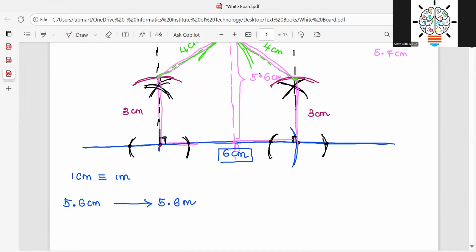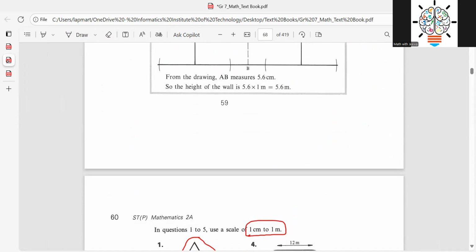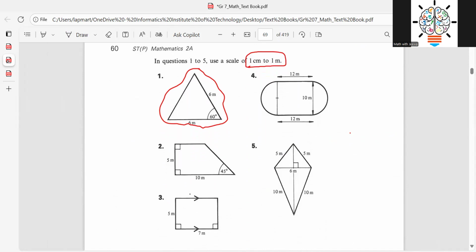And according to this scale, I know every 1 centimeter represents 1 meter. So if there is 5.6 centimeters, in the real image it should be 5.6 meters, right? So this is all about scale drawing. So then what you can do, children, you can do question number 1.